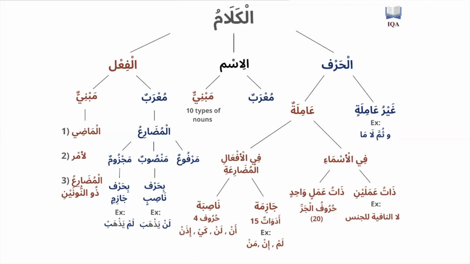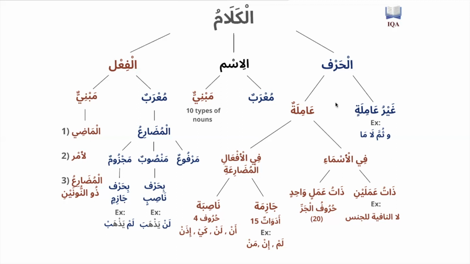For example, la rajula fi dar. Rajula is mabni ala fath fi mahalli nasb, and fi dar is shibh jumla fi mahalli raf', khabar la nafiyatu lil jins. So la nafiyatu lil jins is dhatu amalain, has two effects on nouns, or a shibh jumla, if you will, that is going to come after it.